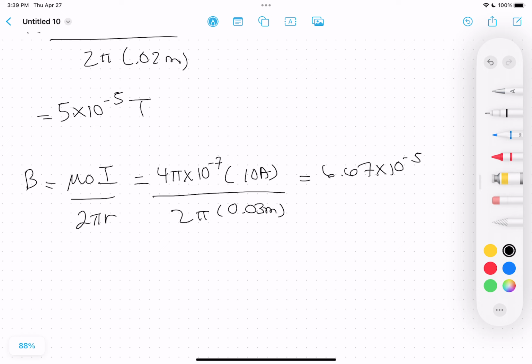Now it says, what is the total magnetic field at point P? So this is interesting because we haven't had a problem like this yet, I don't think. So the way I like to do these types of problems where I'm finding the net electric or net magnetic field is to treat into the page as positive and out of the page as negative.